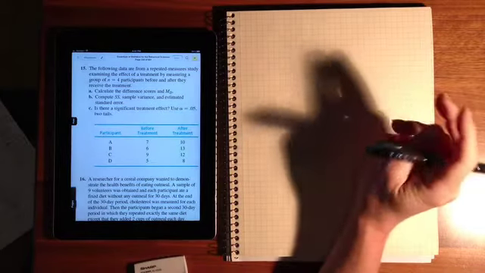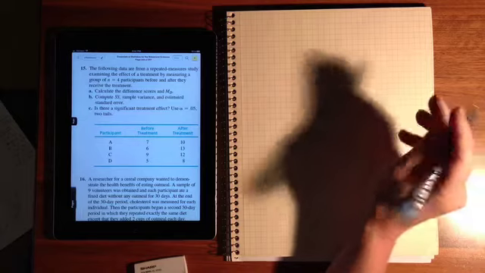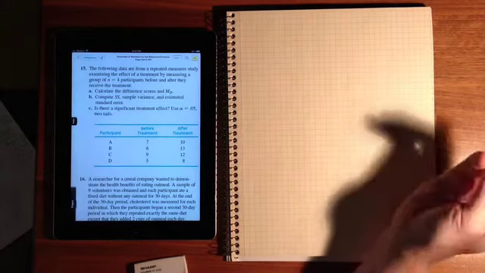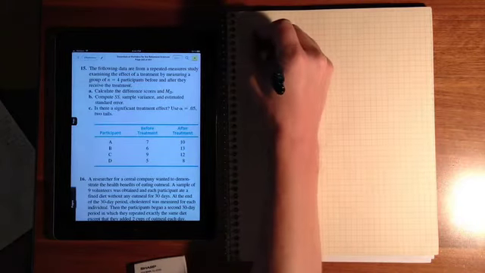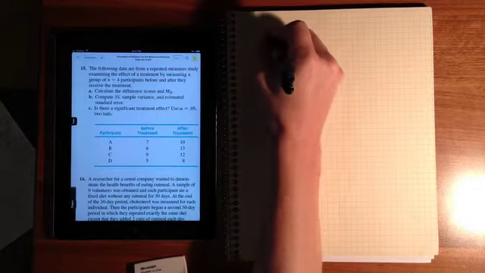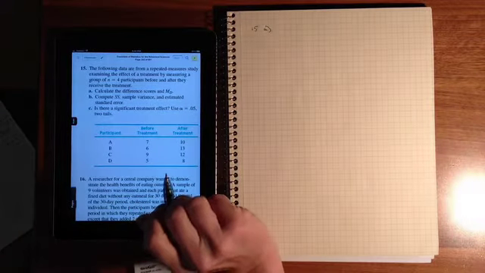This is on page 332, and it's going to ask us to do a repeated measures t-test. So let's check out the question. Following data from a repeated measures study, examining the effect of a treatment by measuring a group of n equals 4 participants before and after they received the treatment. Step A is calculate the difference scores and the mean of the difference scores.